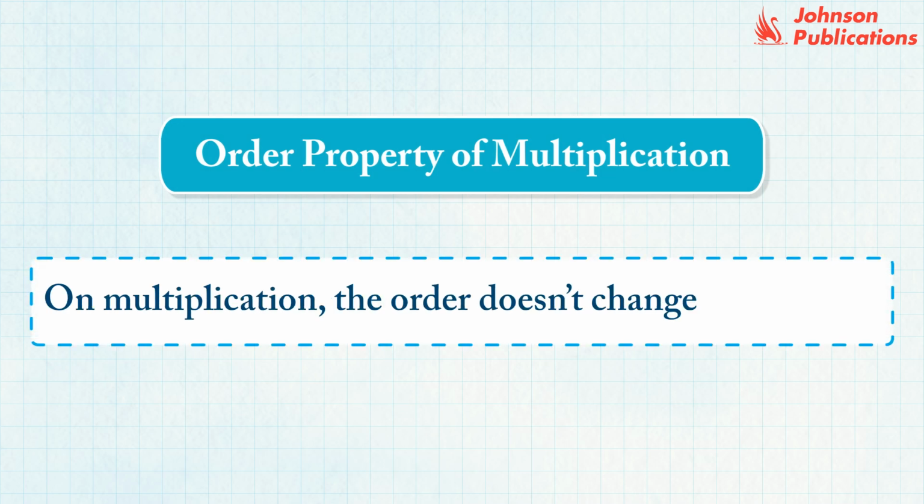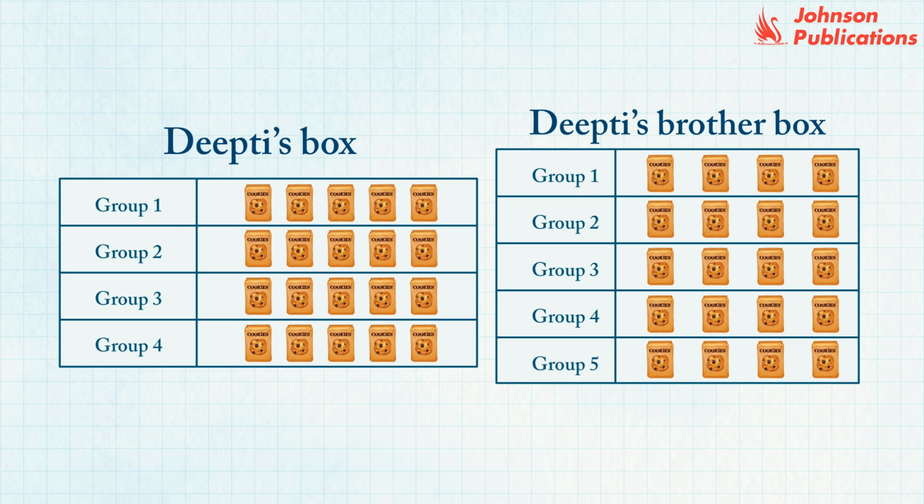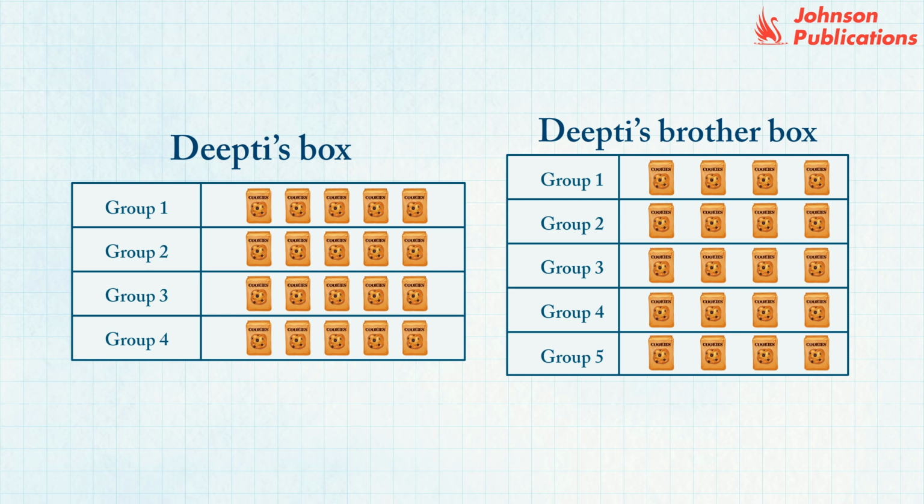On multiplication, the order doesn't change the answer. Deepti and her brother got a chocolate cookie box from their parents on Children's Day. Both the boxes have 20 cookies, but the arrangement is different. Look at the arrangement of cookies in both boxes.